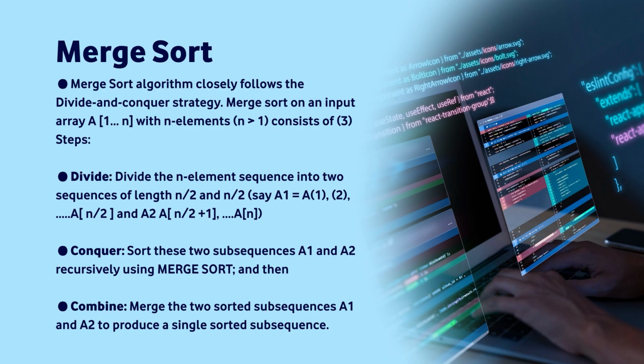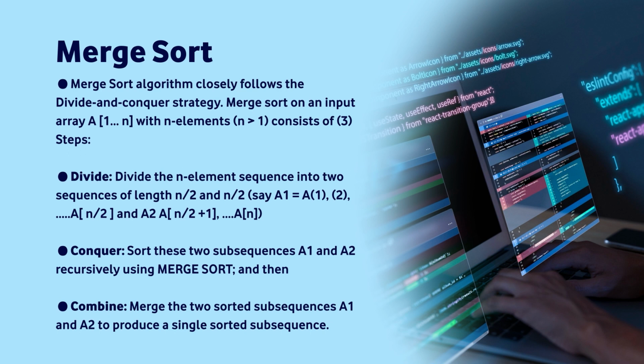Merge sort also uses the divide and conquer strategy. It means that it has three steps. The first step is to divide, the next step is to conquer, and the last step is to combine. The combination step is referred to as the merge step.